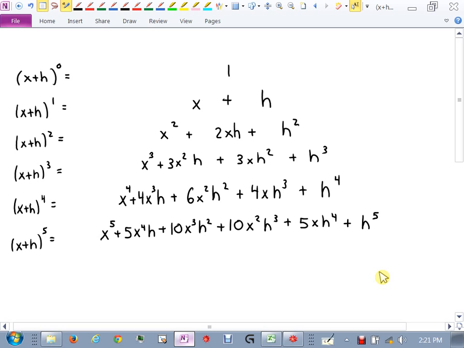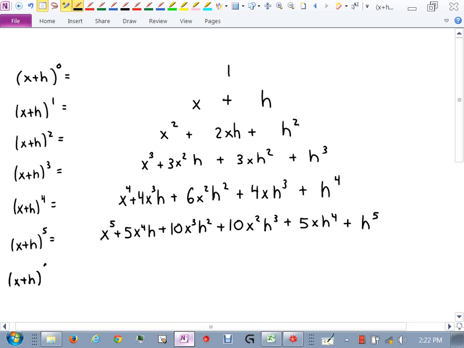Yeah. So let's first talk about the pattern as far as the variables. Do y'all see the pattern of the variables? What's happening to the x's as I move from left to right? They start out at the power you started with, right? So 5, and then so it's x to the 5th, then it's x to the 4th, then x cubed, then x to the 2nd, then x, and then the x is gone, right? So as you move from left to right, the powers on x go down. What about the powers on h? They go up. You don't have h, then you have h, then you have h squared, cubed, 4th, 5th.